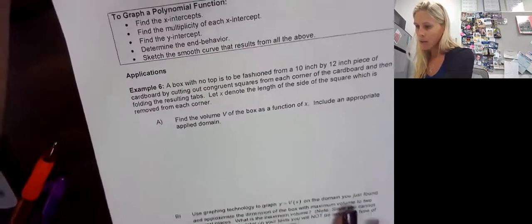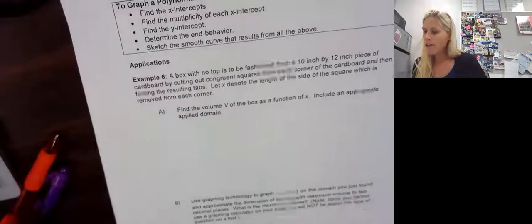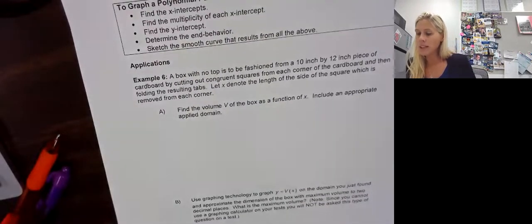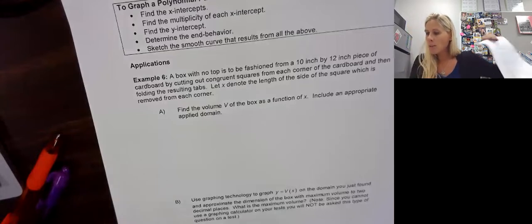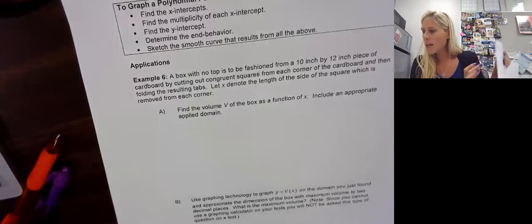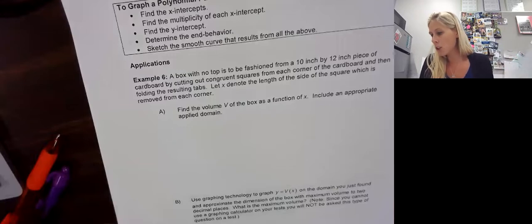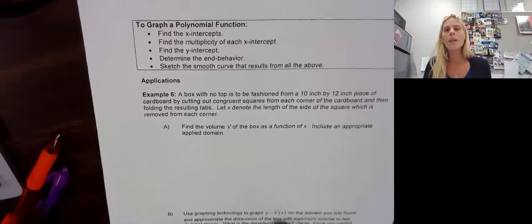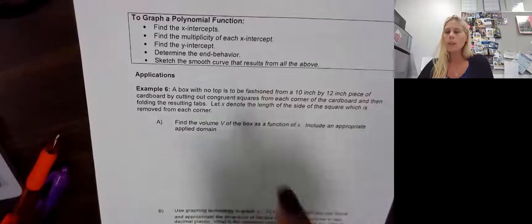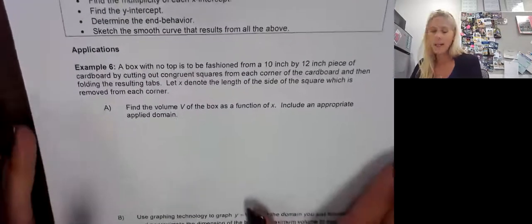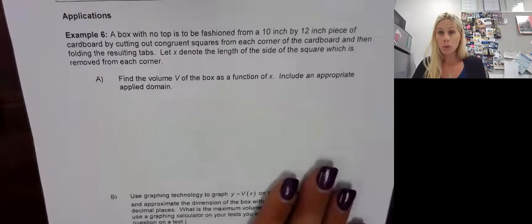All right, so to graph a polynomial function, find the x-intercepts, the multiplicity of each intercept, find the y-intercept, and determine the end behavior. This is how we get more accurate when we sketch graphs. You guys are going to practice that in a little bit, but right now we are actually going to do some story problems.